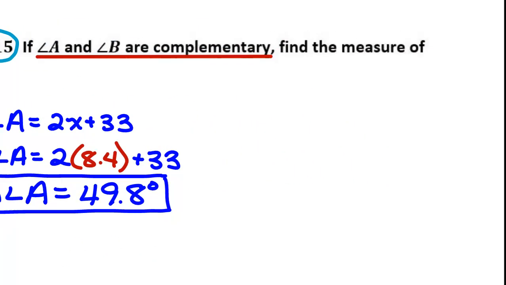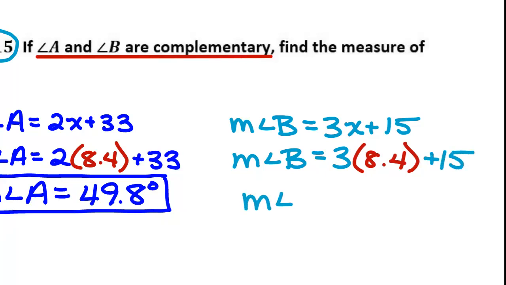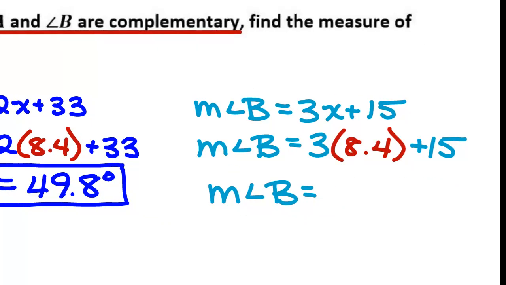And then we also need the measure of angle B. Measure of angle B is 3x plus 15. And so we're going to substitute 8.4 in the place of x. 3 times 8.4 plus 15 gives us what? 40.2.